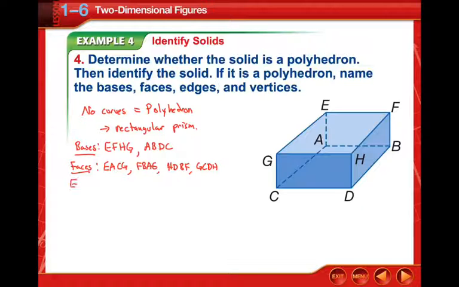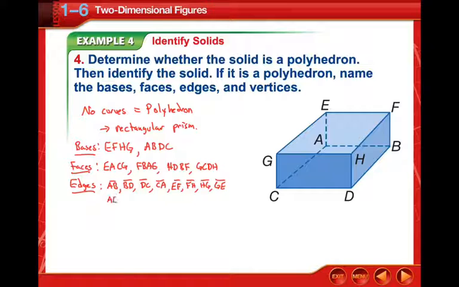And then we have edges next. The edges are all of the, edges, right? So that's going to be AB, BD, DC, CA, EF, FH, HG. You pretty much just go around it and name them that way. That's what I'm doing. GE. Then we have 4 that are going up and down we didn't name.